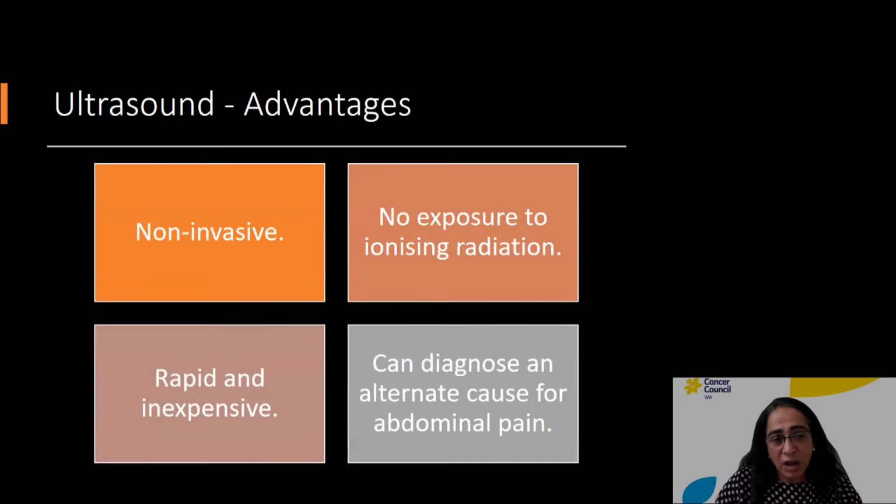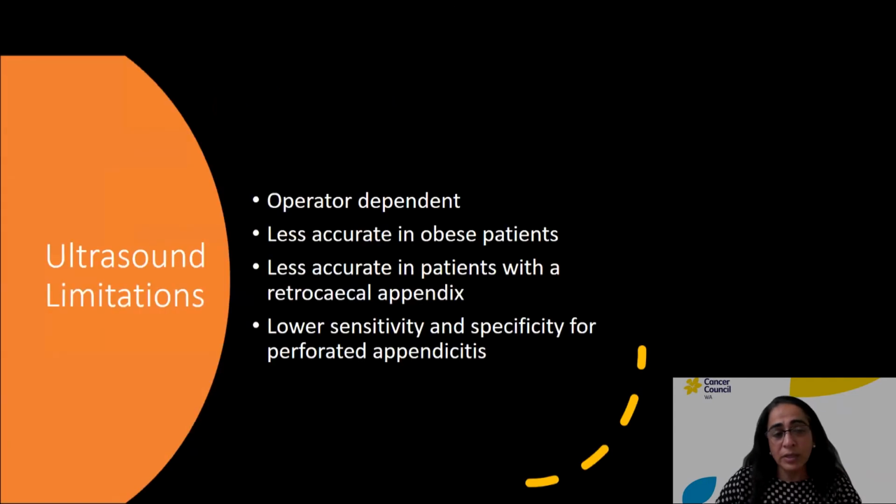So strengths of the ultrasound is it does not involve radiation. It is non-invasive, it's readily available, it is inexpensive and can be rapidly performed, and it can also diagnose alternative causes of abdominal pain. However, there are limitations to ultrasound. It is heavily operator dependent, and it is less accurate in obese patients. It is also less accurate in patients who have retrocecal appendix or perforated appendicitis.